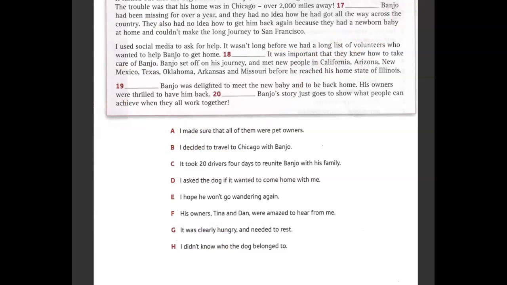We've used sentence A. We've used sentence D. And we've used sentence F. And let's see what's going on for number 19 and 20. Remember that you're going to have 3 sentences that will be left out. And it says that Banjo set off on his journey. He traveled through many states before he reached his home state of Illinois.